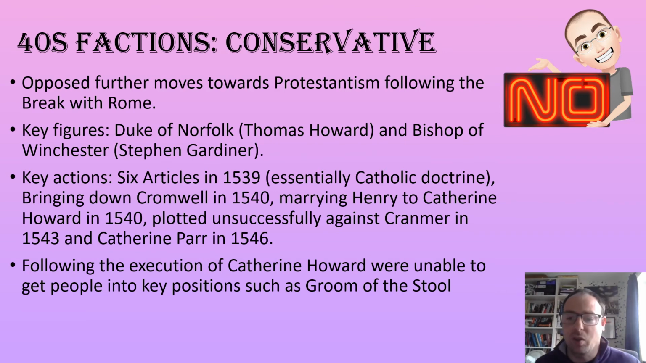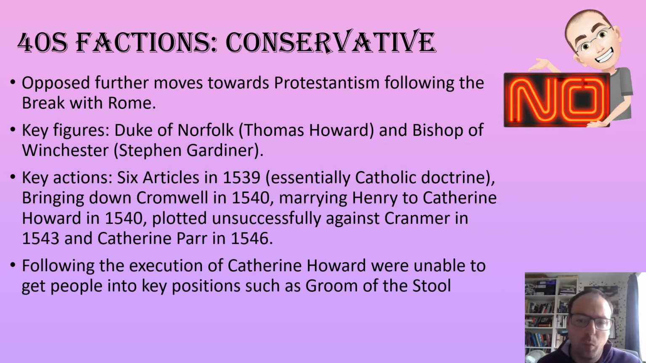Now, the Conservative faction comes out of the anti-Cromwell faction, and so they opposed further moves towards Protestantism following the break with Rome. Key figures were Thomas Howard, who was Duke of Norfolk, and Stephen Gardiner, who was Bishop of Winchester. So some key achievements of theirs were the Six Articles in 1539, which was essentially Catholic doctrine, and really they should have had some massive things in their favour. So Henry essentially doctrinally was Catholic, and they get the Six Articles through.